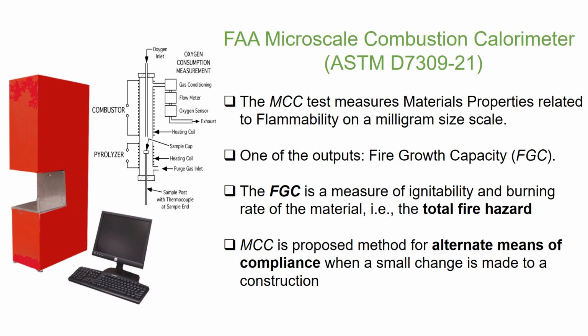First, I'd like to talk about the microscale combustion calorimeter. It's a small scale test that measures material properties with just a couple milligrams of sample. One of the outputs that it measures is a fire growth capacity, which is a measure of the ignitability and burning rate of a material and presents the total fire hazard in a single value. Now, this MCC is a proposed method for an alternate means of compliance when a small change is made to a construction.